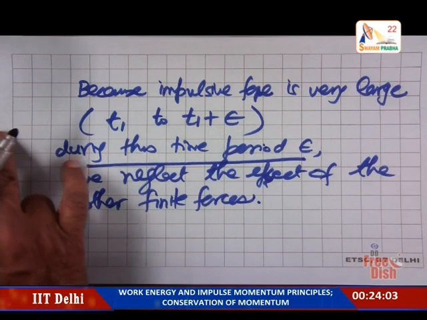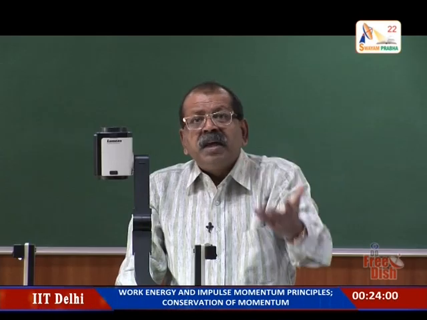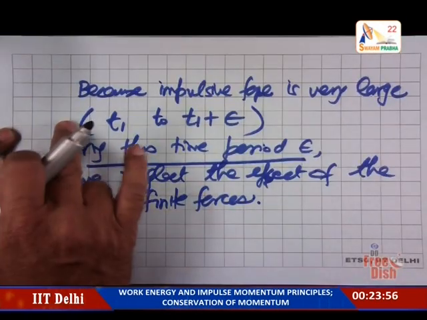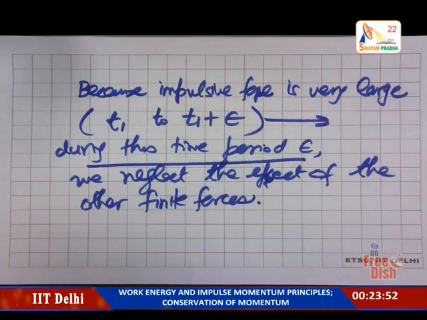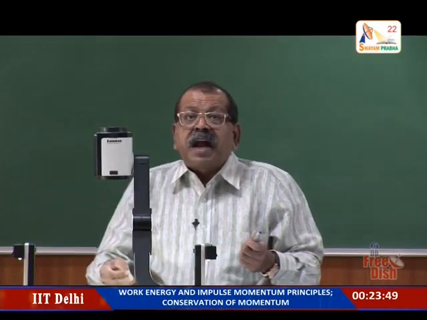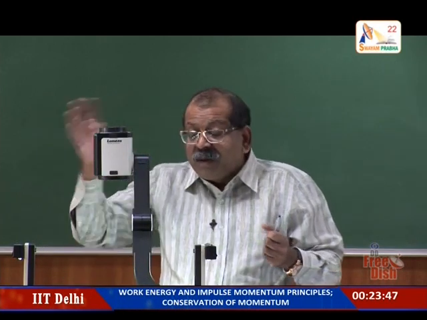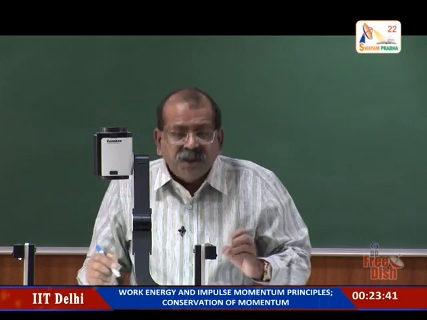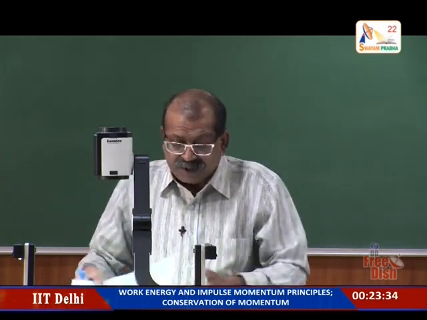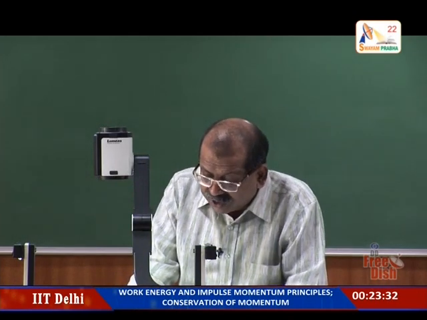Before time T1, the trajectory of the ball is governed by the finite forces, for example, the gravity acting on the ball. And after the time period T1 plus epsilon, once again the impulsive force is not acting, so the motion of the ball will be governed by its initial state and also of the finite forces. But during this interval, while the finite forces act, we neglect their effect. And this graphically we can show very easily.